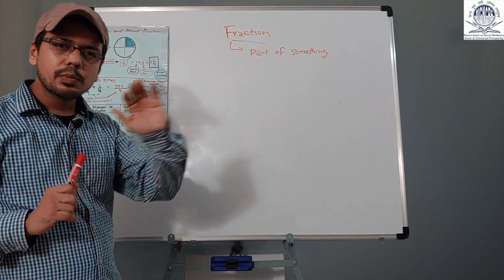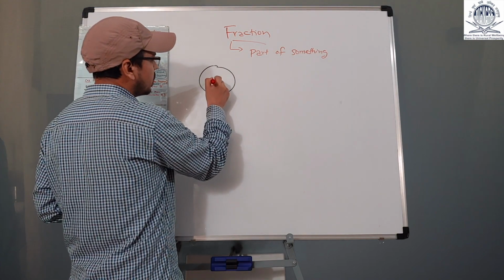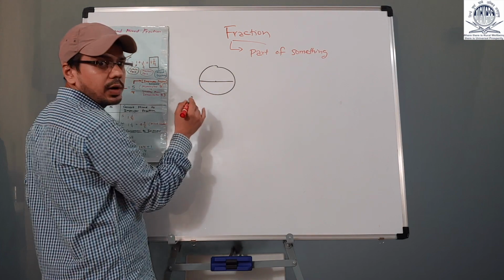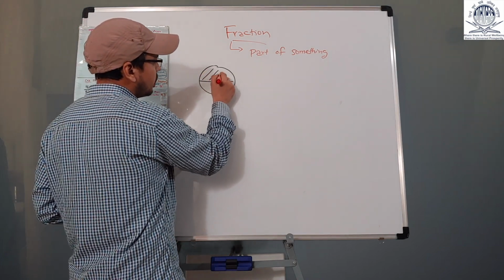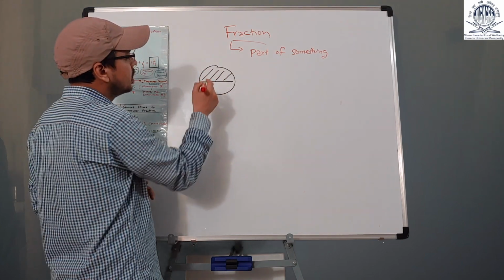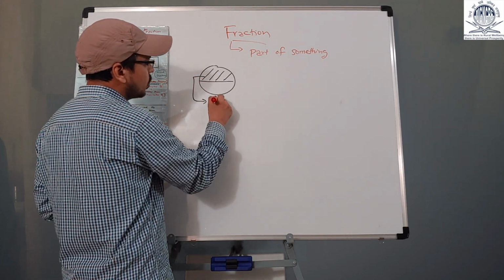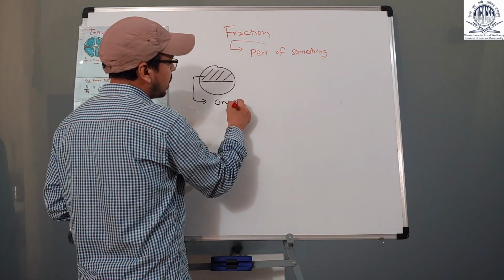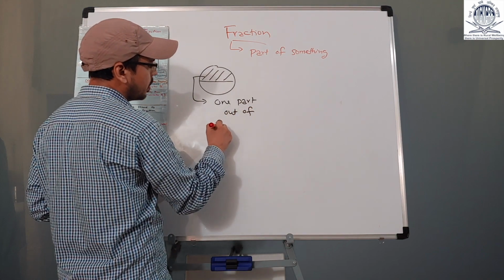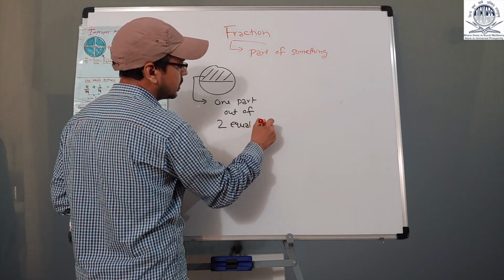But when we want to talk about mathematics, let's say we have this figure over here and I'm going to divide it into exactly half. So I'll say that it's been divided into exactly two halves. One is above and the one below is also exactly the same part. So if I want to take, let's say, this part, the shaded portion, I'll say that this is one part out of two equal parts.